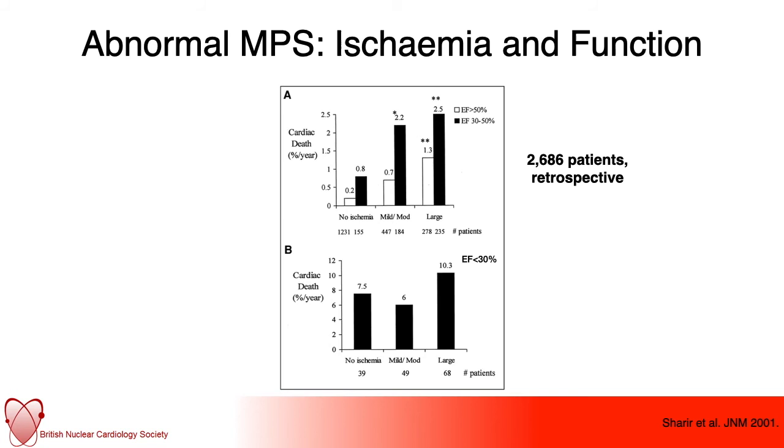And just drilling down into that in a little bit more detail, that really only holds true while your ejection fraction is above 30%. So there seems to be an interaction between ischemia and function. Once you have an ejection fraction of less than 30%, as you can see here in the bottom bar chart, the actual impact of ischemia seems to be less.